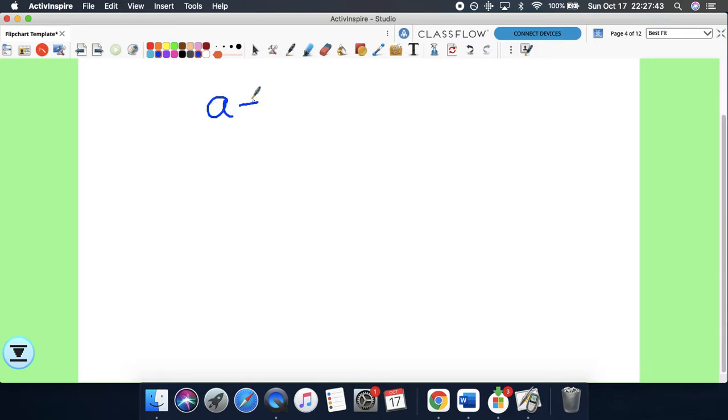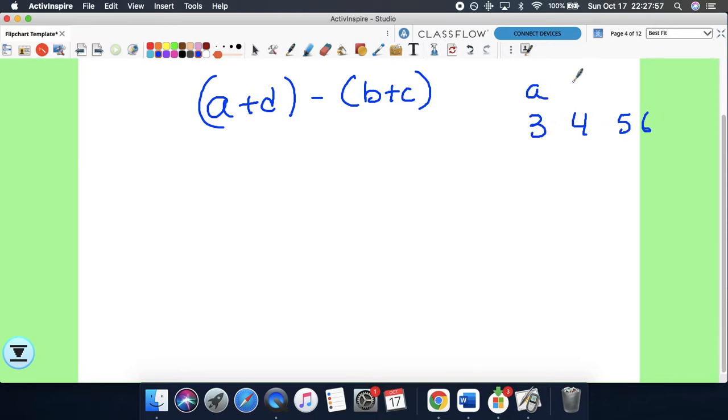This one says a plus d minus b plus c is always what? So, here's where you pick three consecutive numbers. This is A, this is B, this is C, and this is D. Plug it in and see what happens. So we have 3 plus 6. On this side we have B plus C, which is 4 plus 5.